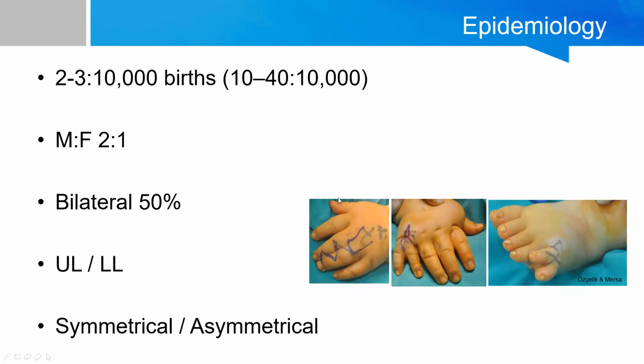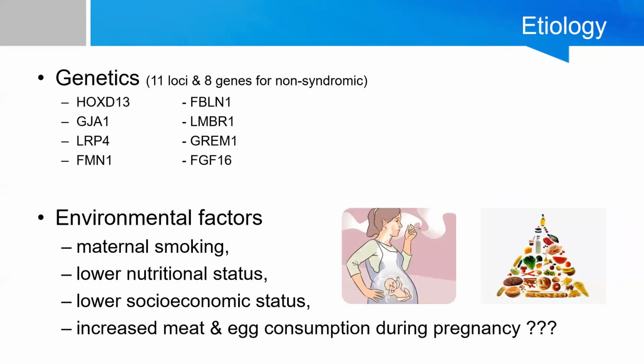Syndactyly can happen simultaneously in the hands and the feet in the same patient, with symmetrical or asymmetrical occurrence. It also can be combined with other congenital anomalies like polydactyly, hypodactyly, or symbrachydactyly. The etiology, as we said, is largely hereditary.